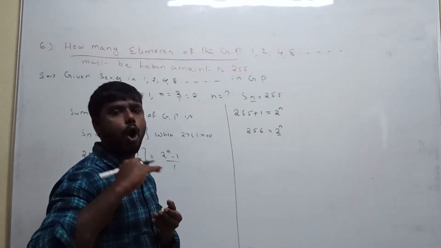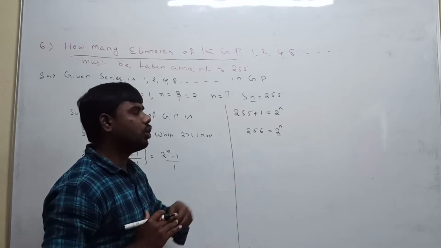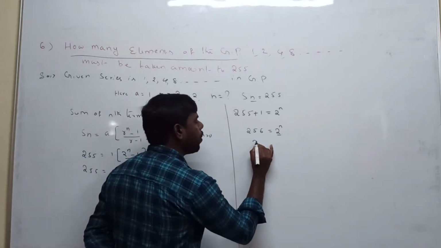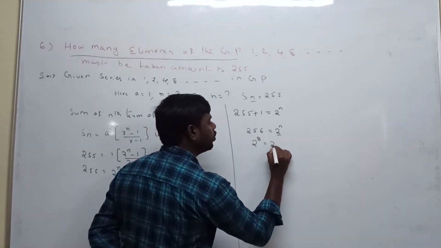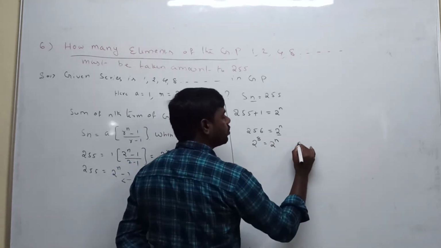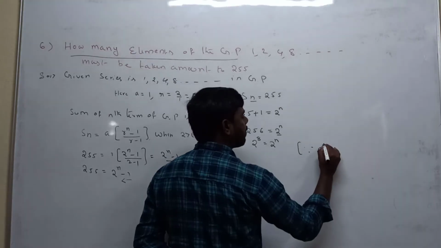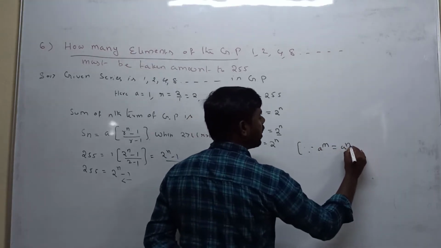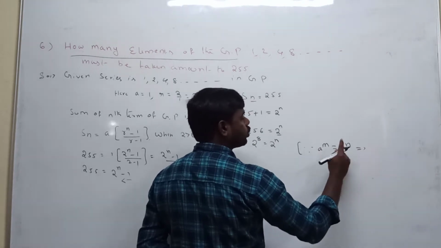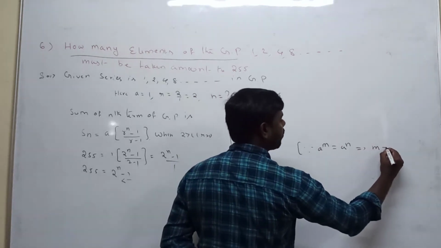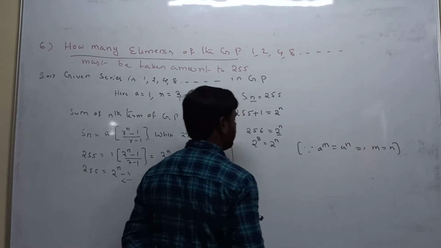2 power of how many times product with the 2? 256. We get 2 power of 8 times, value is 256, which is equal to 2 power of n. So now applying the formula: a power of m is equal to a power of n. Whenever bases are equal, then powers should be equal. What is the power equal? m is equal to n.